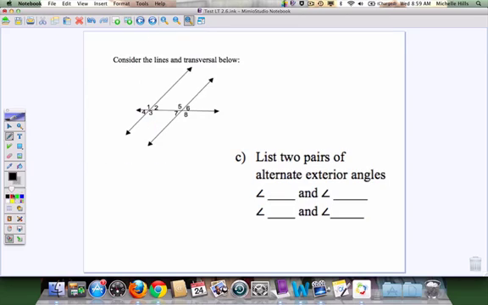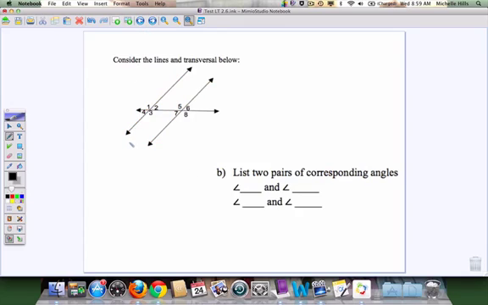Alternate exterior angles. Well, here are my two parallel lines, or my two lines. They don't have to be parallel. Exterior angles are on the outside of those two lines. So that's the exterior part. Alternate means on opposite sides of the transversal. So 1 and 8, they're outside the two lines. They're on opposite sides of the transversal. And angle 4 and angle 6.